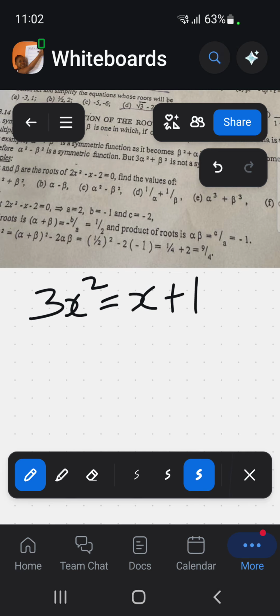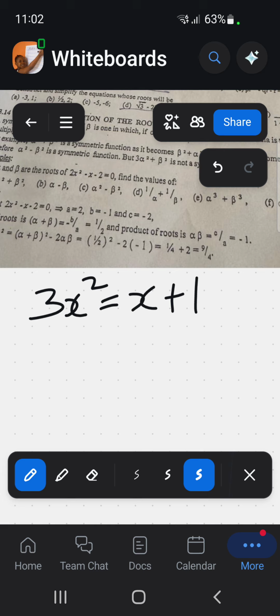Now for the second question here, we are told to find the sum of the roots and the product of the roots of this equation. Now if you look at this, it is 3x squared equals x plus 1. But remember I told you that the sum of roots is usually in the form of ax squared plus bx plus c. So we have to put it like that.